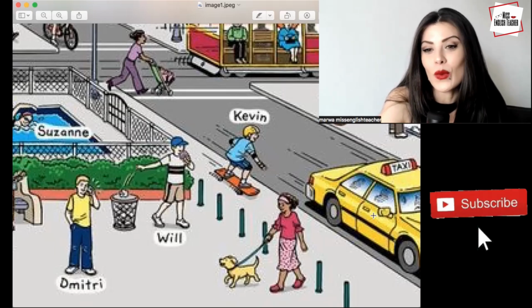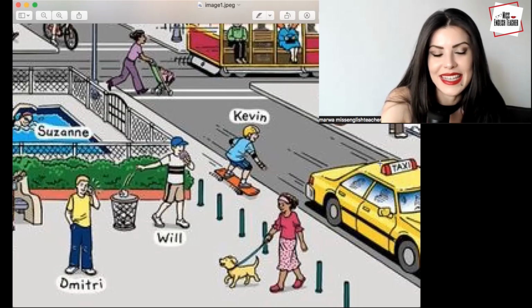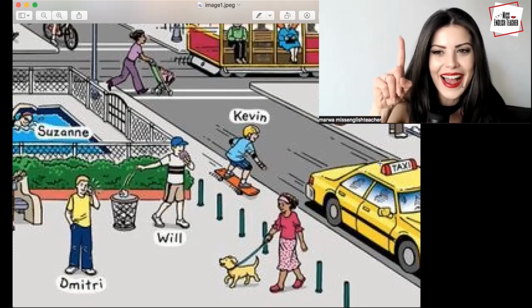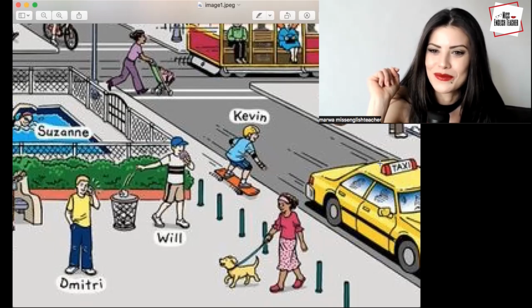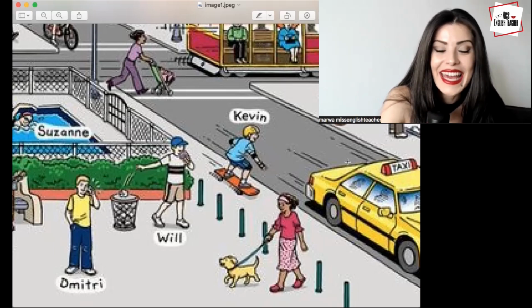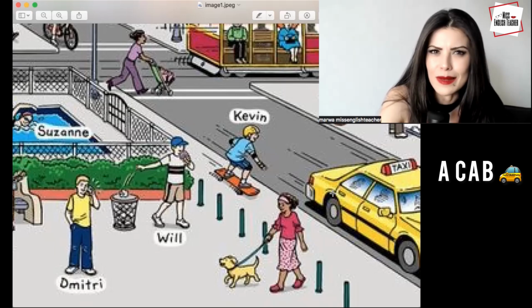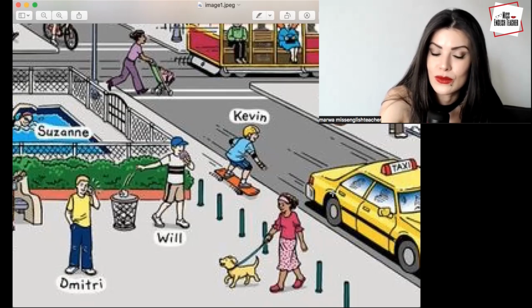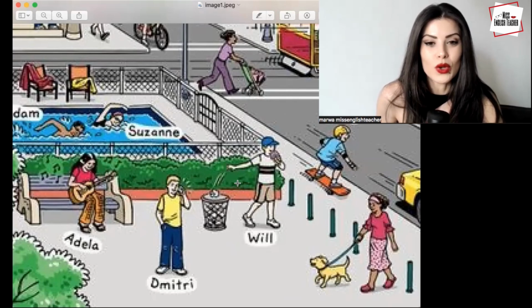Super. Now, what do you call this? And yeah, don't just read. I'm not asking for the British English word, but the American English word. Good. It's a cap. Now, what color are caps in your country? Are they yellow too? Okay, let's move on and describe what Will is doing here.